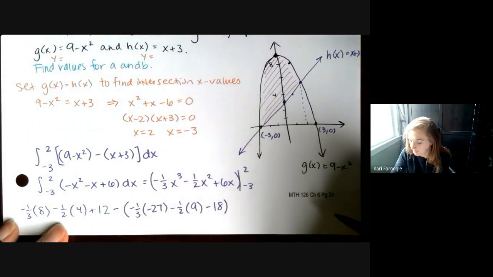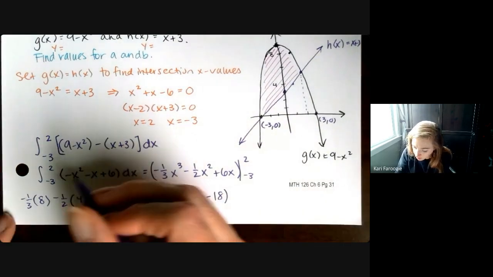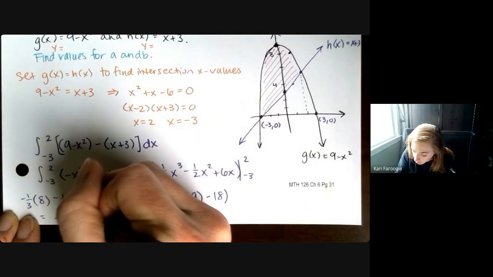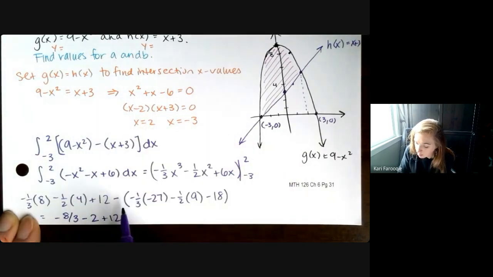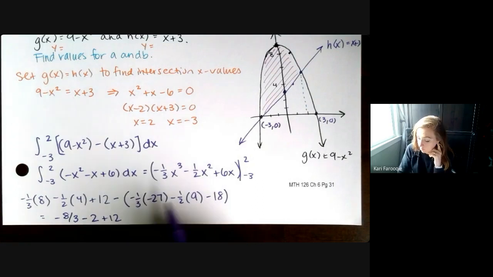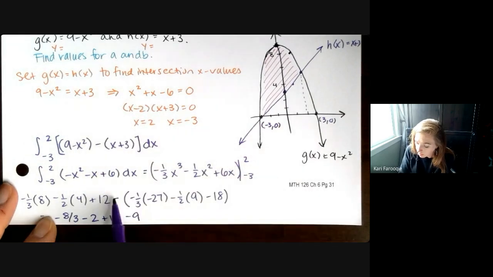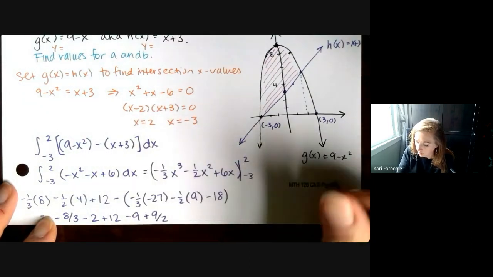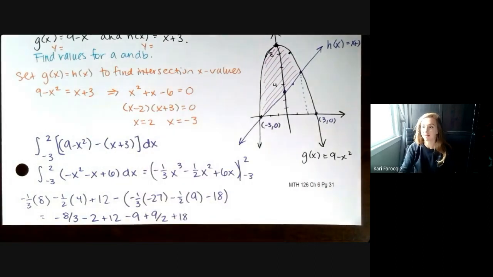Making sure my parentheses match up. Okay, and I'm actually going to rewrite this one more time just for simplicity. All right, so I have -8/3 minus 2 plus 12. Now I'm going to subtract off what happens next. A negative times a negative is a positive, so that gives me 9. So I have -9. And I'm distributing this negative in. So this will be a negative times a negative, which is a positive 9/2, and then a minus -18, which is plus 18.